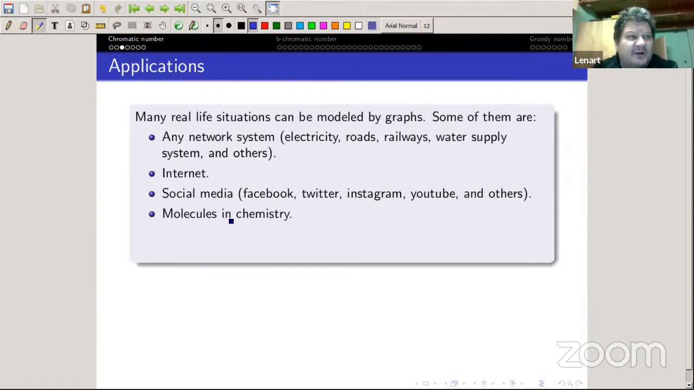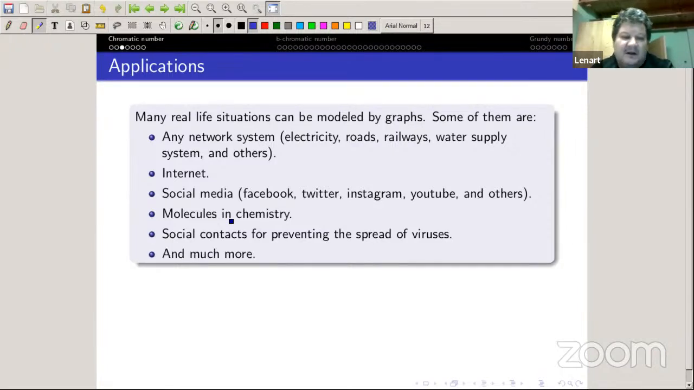Molecules in chemistry can be modeled by graphs, and it's a huge part of graph theory, intersecting with chemistry. Social contacts for preventing the spread of viruses, for instance, is very popular. We don't want to be popular, but it is. We are in this COVID pandemic, and again, everything can be modeled by a graph, and much more.